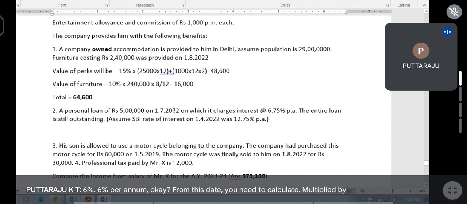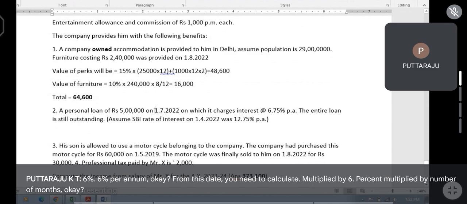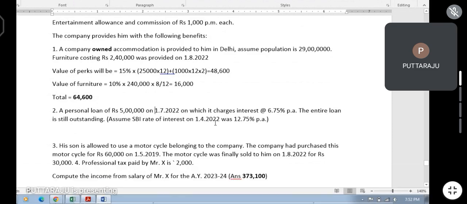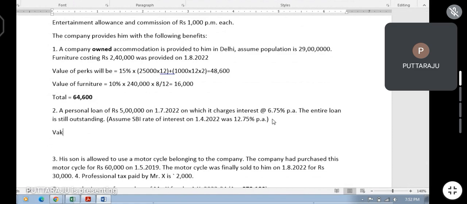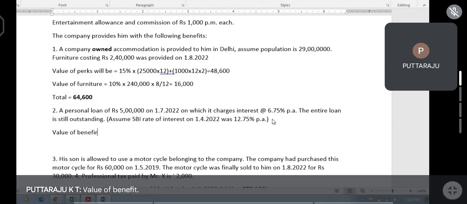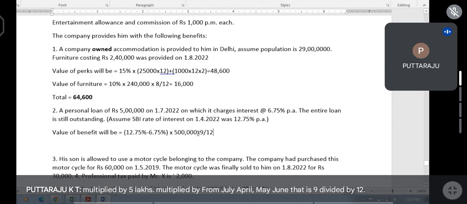6% multiplied by the number of months. Value of benefit will be 12.75% minus 6.75%, multiplied by 5 lakhs, multiplied by April, May, June, that is 9 divided by 12. 9 months.